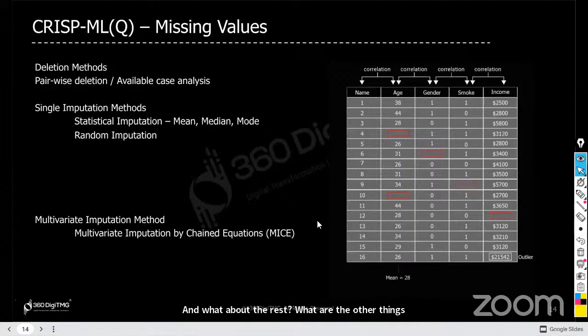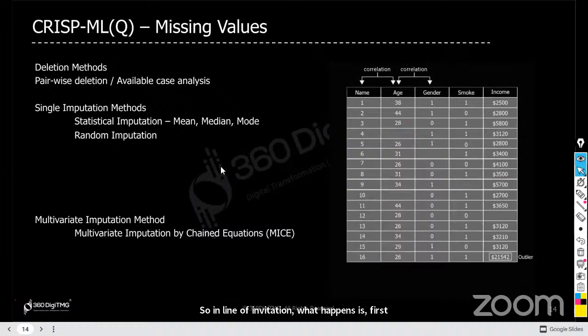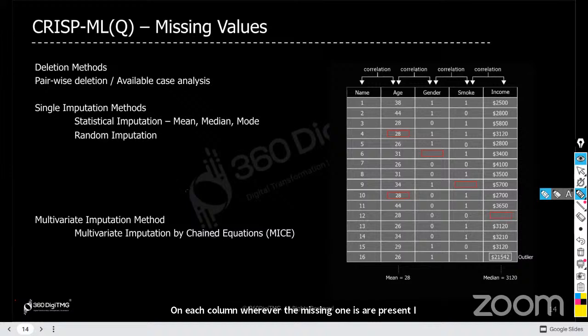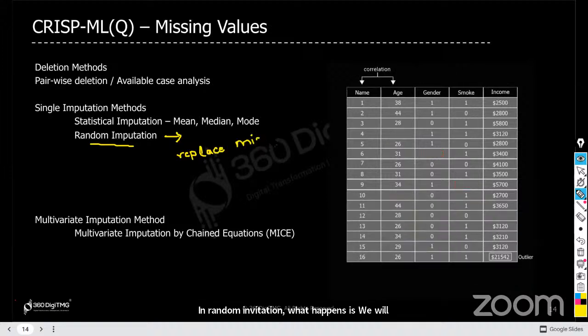The next one that we have is random imputation. So in random imputation, suppose there is this age column. Wherever the missing values are present, I want to replace them using the imputation method called random imputation. So how to do it? In random imputation, what happens is, we will replace the missing value.